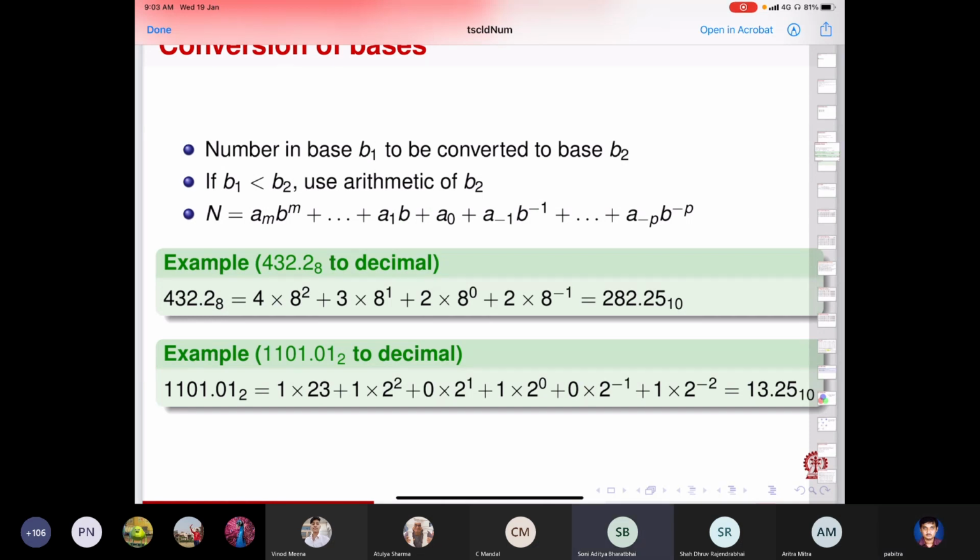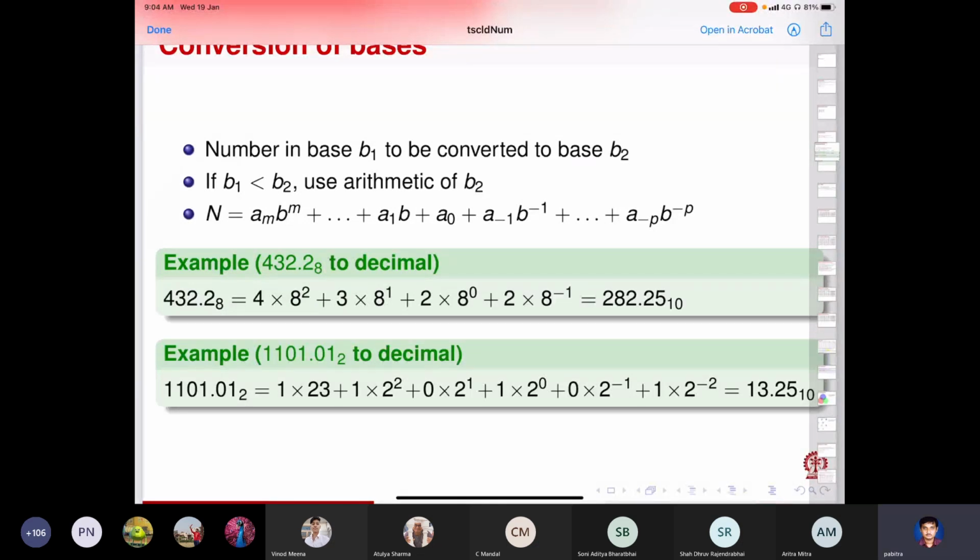Exactly. So how to do it in one step is this. See what you are doing. You are taking every digit of the lower base and multiplying it with the weight of that position in the lower base. Say 1101. The weight of the most significant bit is 2 cube, 8. So all you do is you take the base 12 representation of 8.